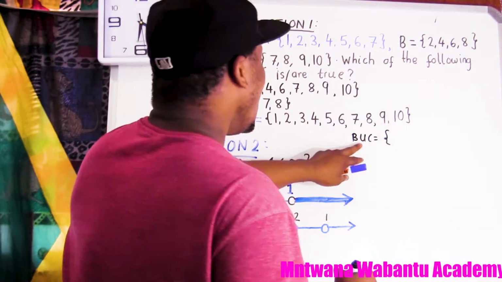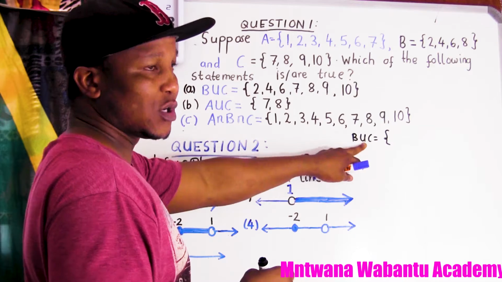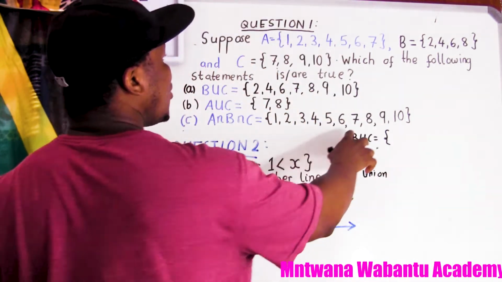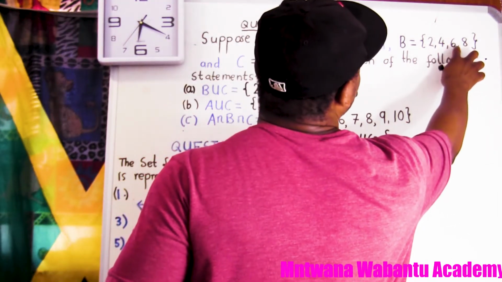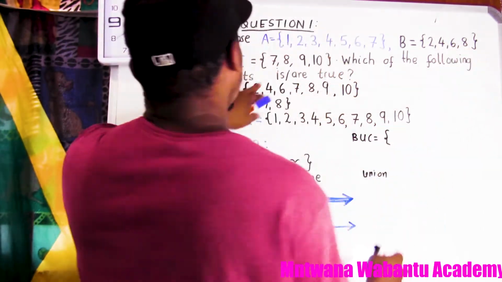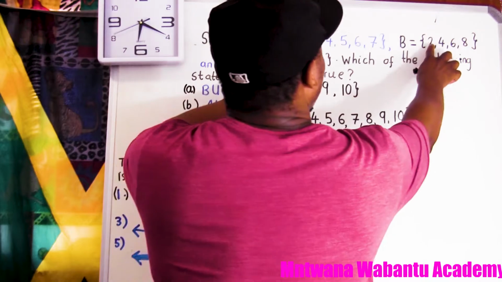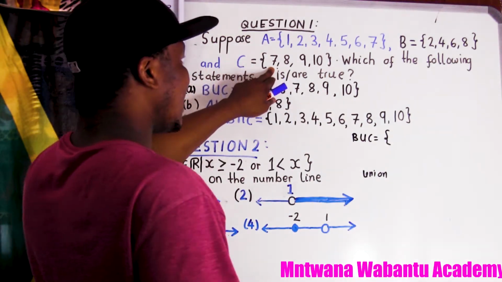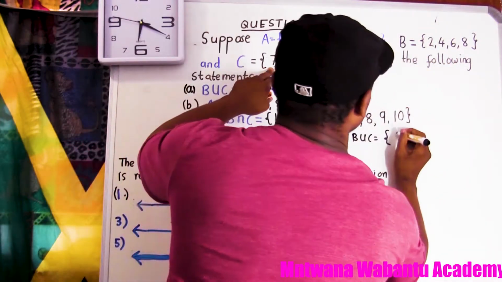Okay, now let's go to B. U means union, or combine, meaning put together. So B union C, where is B? B is 2, 4, 6, 8. So this is C. So let's see first. 2, do you have a 1 here? No. So you take the smallest one because you combine all together. So the smallest one will be 2.